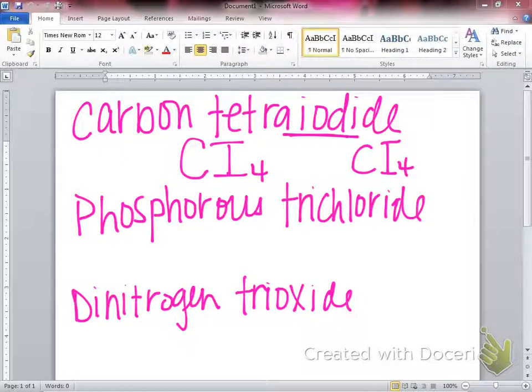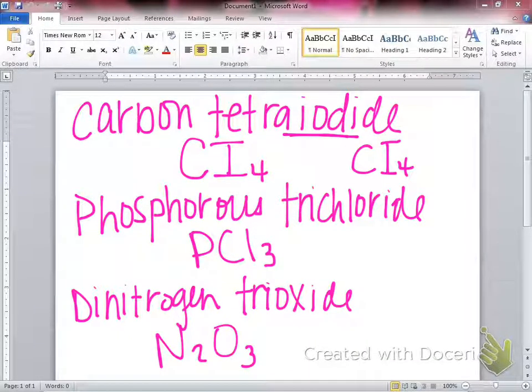Robbie, what about the second one? PCl3. PCl3, perfect. Very good. And Keegan, what about the last one? N2O3. Perfect. Okay. Dinitrogen, the di tells us that there's 2 nitrogen atoms. Tri tells us there's 3 oxygen atoms. Okay.